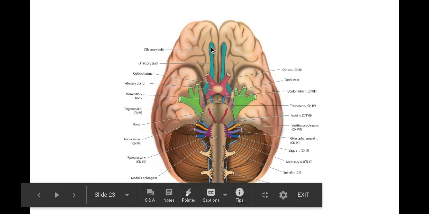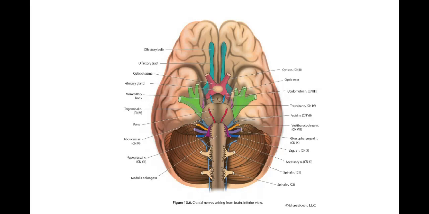This stalky bit up here, that's your olfactory bulb. Your olfactory is going to be nerve number 1. And so it is going to go to your olfactory epithelial cells, so to your nose, and it is a sensory neuron for smell. You're then going to come down to this little X shape. That's going to be your optic nerve. Optic nerve is going to your retina. It is a sensory nerve for vision.